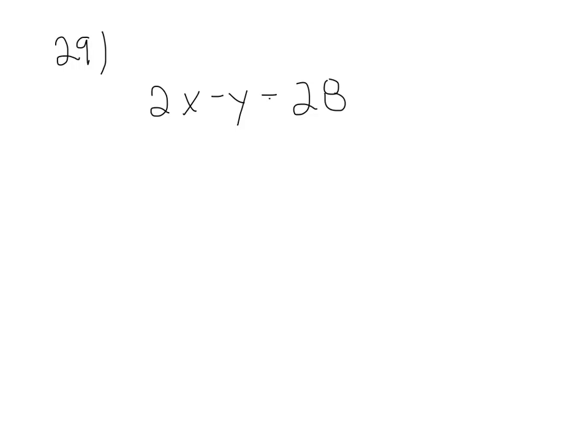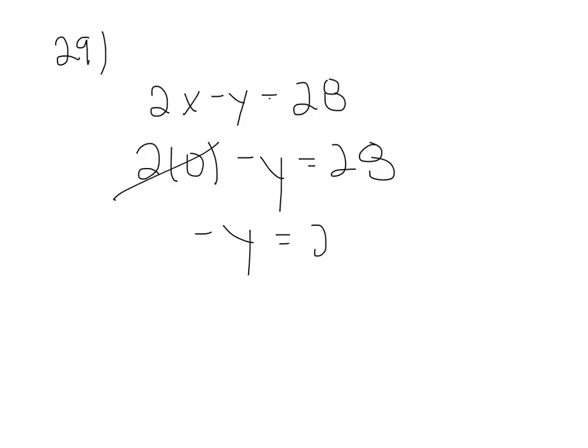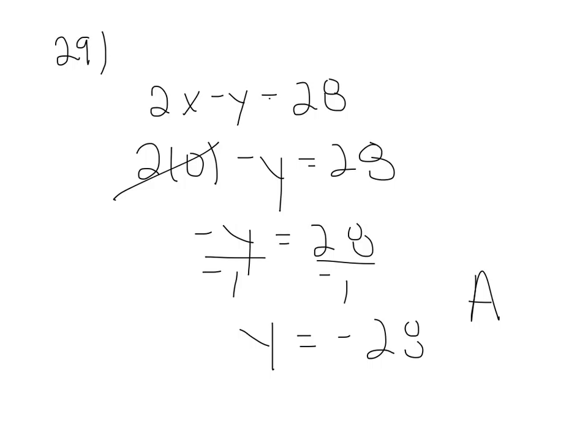If it's in standard form like this, all you do is set x to 0, which pretty much just makes it go away. And so I have negative y is 28. Divide by negative 1, my y-intercept is negative 28. So then your answer for that one is going to be A.